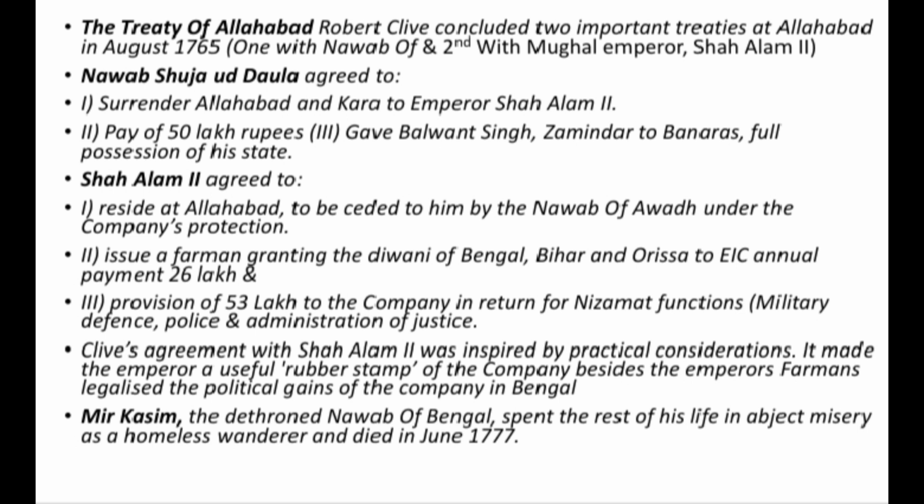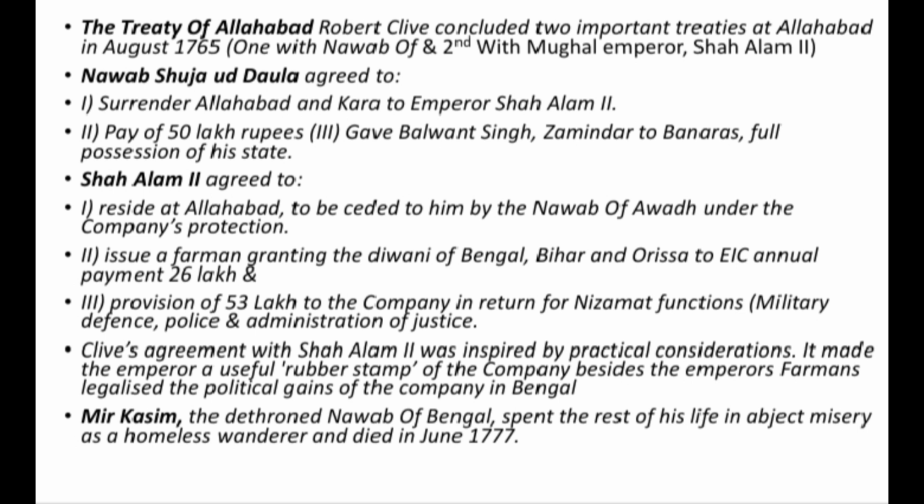Shah Alam II agreed to reside at Allahabad, to be ceded to him by the Nawab of Awadh, under the company's protection. He issued a farman granting the Diwani of Bengal, Bihar and Orissa to the East India Company in lieu of an annual payment of rupees 26 lakh and a provision of rupees 53 lakh to the company in return for Nizamat functions, military defense, police and administration of justice of the said provinces.